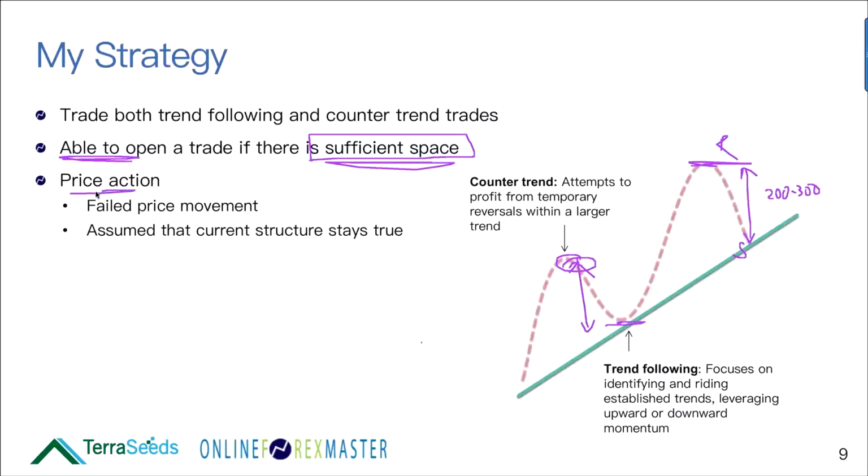My trade, right, mostly on price action. I rely very little on indicators, because, I wouldn't say they're not accurate, right? But if you use them properly, you can use them to help you make decisions. But if you don't know how to use them, then it's going to cause a lot of problems. So I use a failed price movement, which I call a wash and rinse. I'll explain that later. And I assume that the current structure stays true.